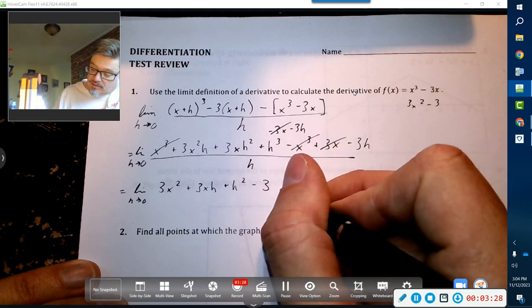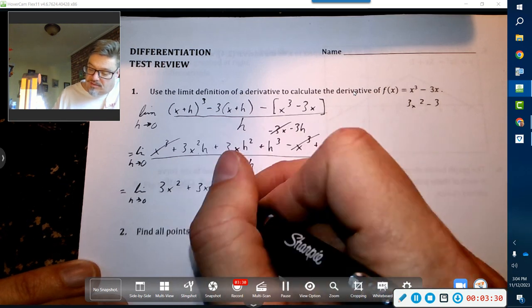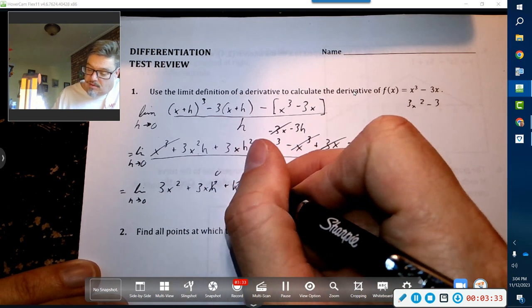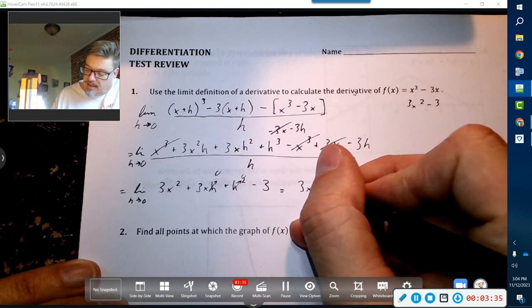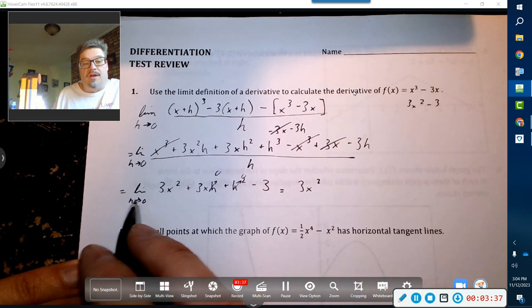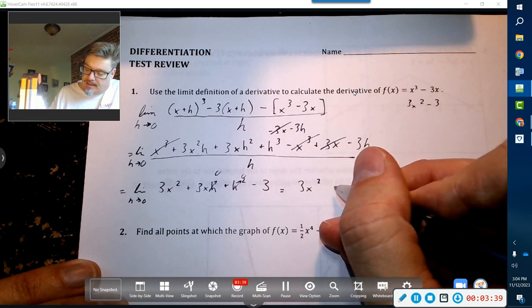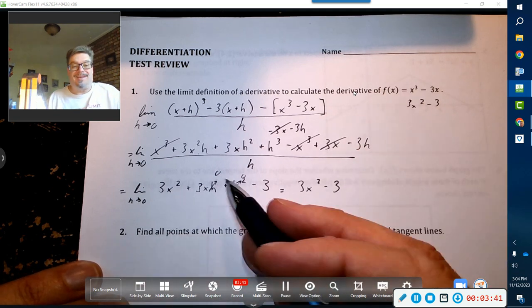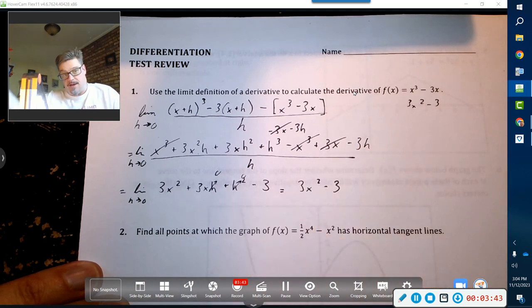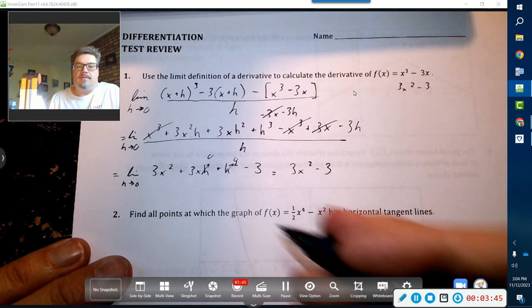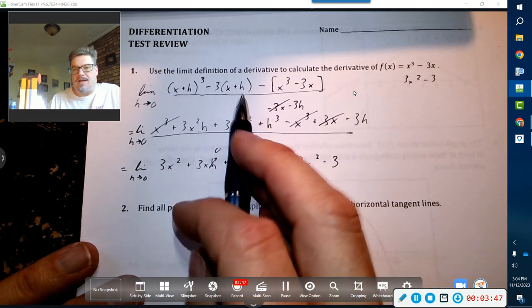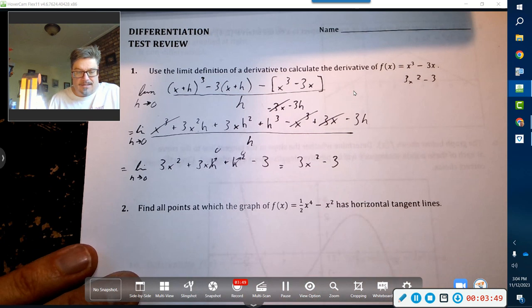So now we're actually ready to substitute 0 for h. So this is 0, this guy would go to 0, and you are left with 3x squared minus 3. Now notice that I've gotten rid of the limit. As soon as I plug in the 0, then the limit has been done. Okay? All right, and there's our final answer. So yep, common mistake there. I just missed that guy.